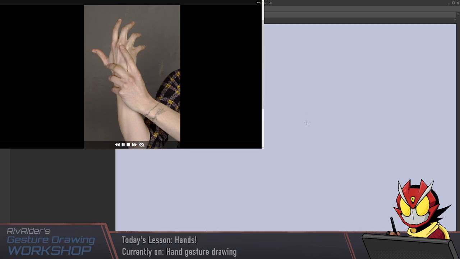Next one. In this one, I can find a pretty good line of action going from the wrist to the index finger. They're all curling out, kind of like this. Thumb sticking out like that.